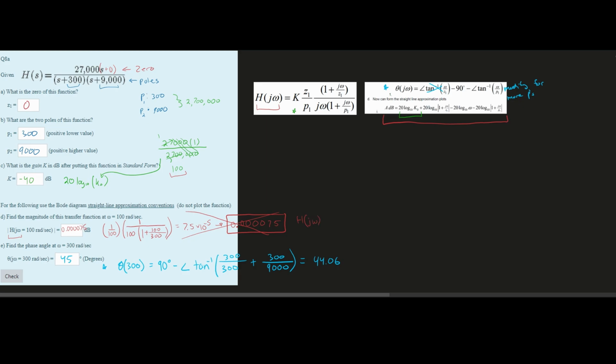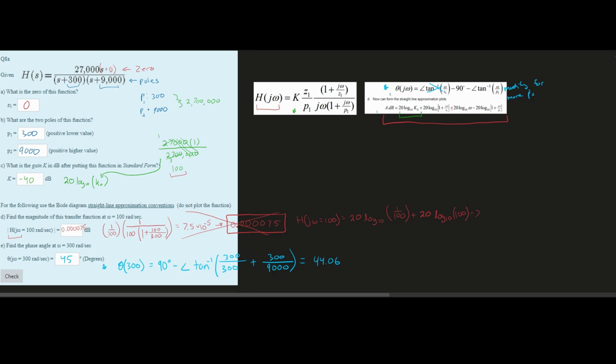of j omega, where omega is equal to 100 rad per second, is equal to 20 log base 10, and then inside of here we have our k naught. We found our k naught up here to be 1 over 100, so we'll have 1 over 100. We don't have a zero. We can see that our zero is 0. So we're not going to be looking at this part, but we do need to look at these parts right here, and this is a plus, not a minus here.